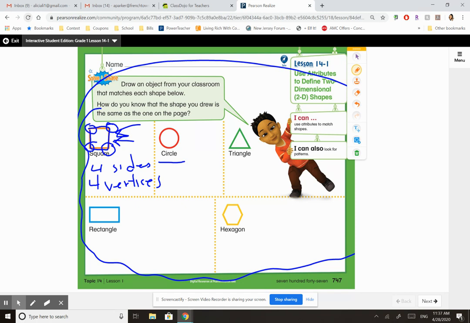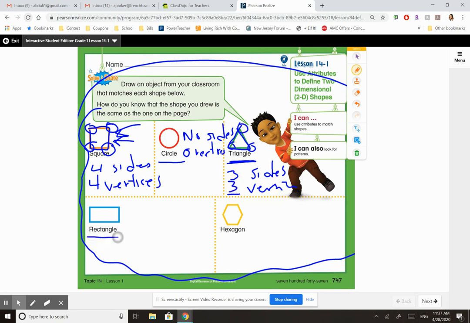Now let's look at the circle. A circle has no sides, okay? Do you think it has any vertices? Do you see any corners or points? No, so it has 0 vertices, okay? Now a triangle has 3 sides. Do you see that? 1, 2, 3. How many vertices do you think it has? It has 3 vertices. All right.